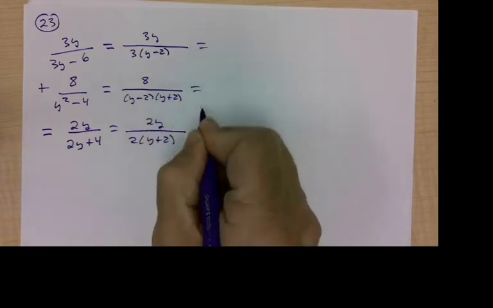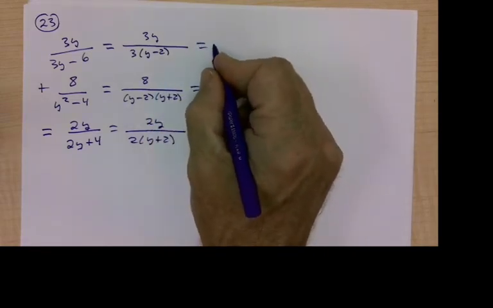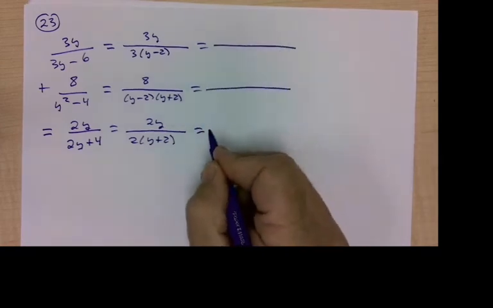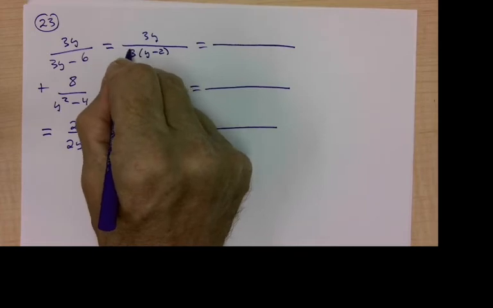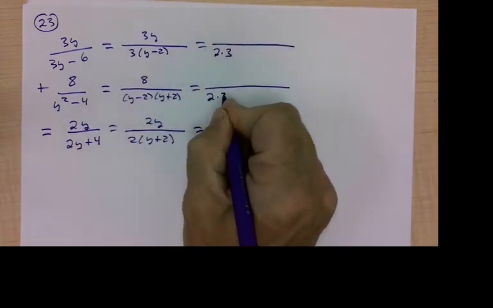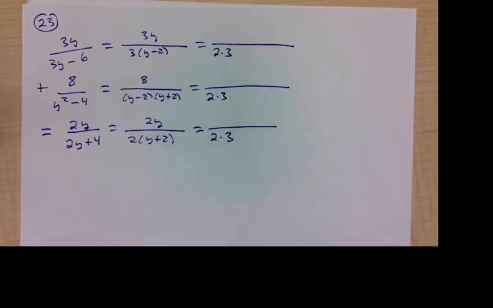So now we need to build a common denominator. Let's look at all of the pieces that we have. I see a 2 and I see a 3. So both a 2 and a 3 have to be in the common denominator. What else do I see? I see y minus 2 and I see y plus 2.